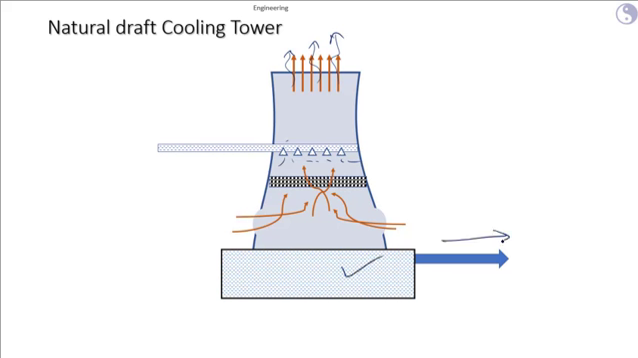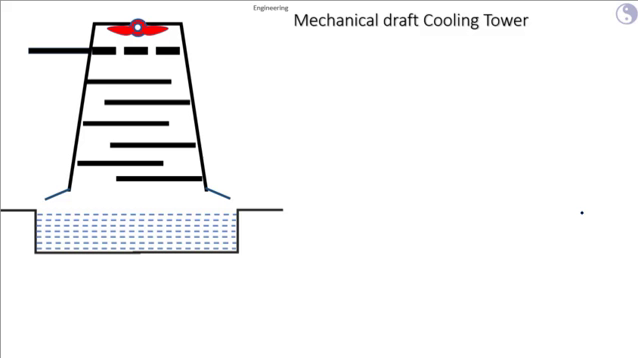The cold water can be used again directly as cooling water, or it can be reserved in a cooling pond. From this cooling pond, it will again go to the condenser. Now, the mechanical draft cooling tower. A mechanical draft cooling tower utilizes mechanical devices such as an induced fan at the top or a blower fan at the bottom to move air from bottom to top. Due to more air movement, the evaporation becomes fast and the cooling is more efficient in a mechanical draft cooling tower.